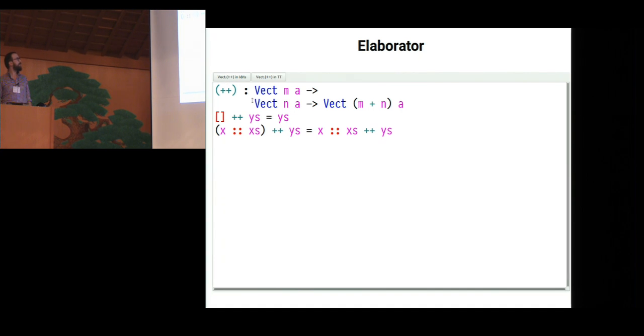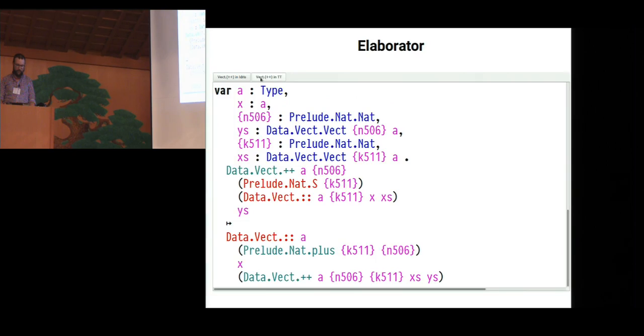So we have this vector append operation where we see that the length of the result is the sum of the length of the inputs. If I were writing this by hand, I would put parentheses around this because I don't expect that humans know as much about precedence rules as Idris does. But Idris printed it for me, so that's how it is. But if I look at it in TT, we see that it's become a lot longer.